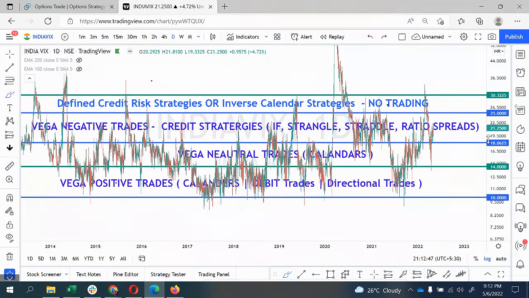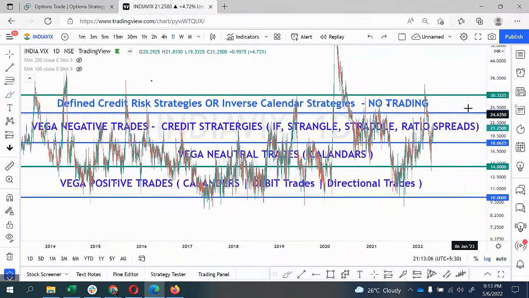Don't even think about going for calendars over here, because see, we bought the calendar spreads when the VIX was 10 and 14. Low VIX is low premium, right? So the next-to-next calendar spreads will be very cheap here, and it will even give us the advantage when the calendar goes up, right?